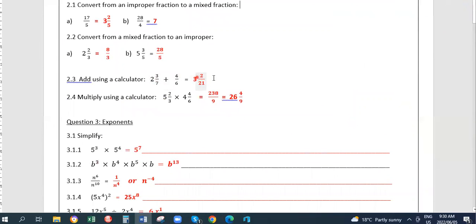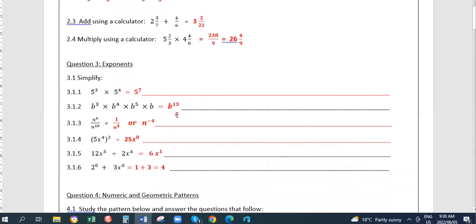So you add that, you will get this value. And if you're multiplying, you will get 238 over 9. But if you use your calculator, you can convert that to a mixed number. For this video, we will not go into conversion and addition using LCD, lowest common denominator, because we are testing the use of the calculator. We'll do that on another video.